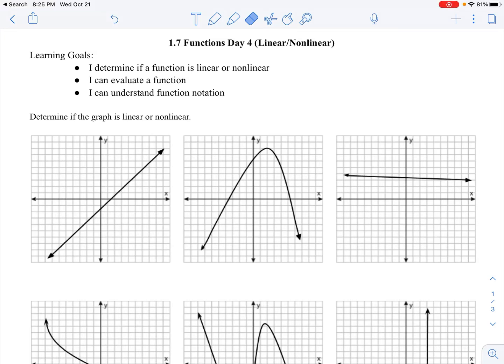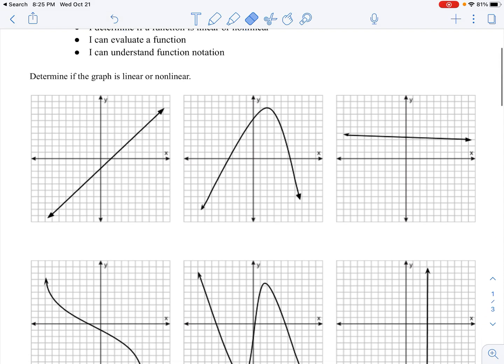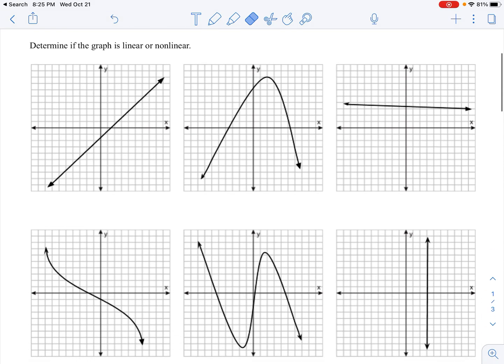We are doing 1.7, day 4. We're determining if these things are linear or nonlinear. So the first thing we're going to look at is graphs, and the best way to determine if something's linear is if it's a straight line. That's it. So the first one here is a straight line. That's linear.